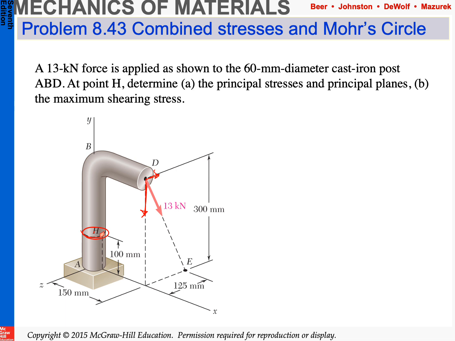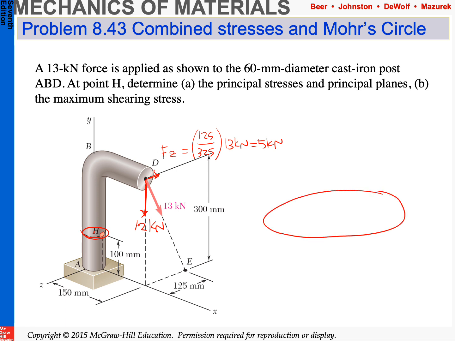So we have the Z component equal to some fraction of our initial 13 kilonewtons. We know that's 125 over the hypotenuse 325. We end up with 5 kilonewtons here. And if we do the same thing, we have 12 kilonewtons vertically. So we want to take that and move it to the center of the cross section at H. So if I draw a little bit bigger here, and I have my X, my Z, and my Y is supposed to be in the center.